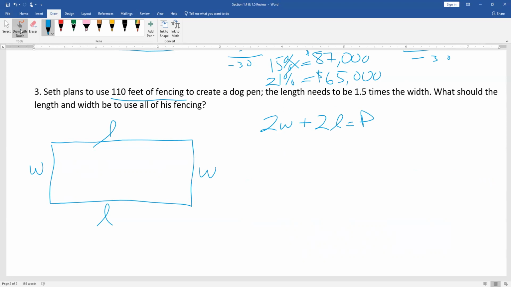He wants to use all of his fencing. So we also have our length in terms of our width. So we can redefine length as length equals 1.5 times the width. So we're going to plug that into our variable L so that we end up solving the width. And then from the width, we can go back and solve the length. So this is 2W plus 2 times 1.5 W equals 110.